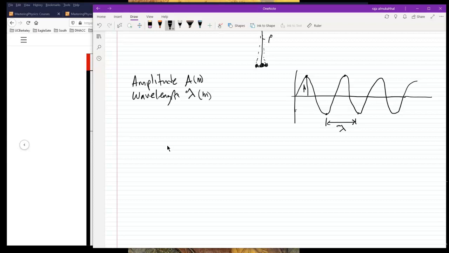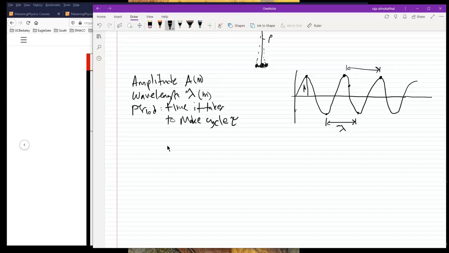Now, the time it takes to complete one lambda. For example, let's say I have a timer. The time it takes for this point to go to this point, from crest to crest or trough to trough, or any point really from here to here, the time it takes to complete one cycle, is called a period. Just like imagine a pendulum: the time it takes the pendulum to make one full swing is called a period. I like to use the symbol tau.